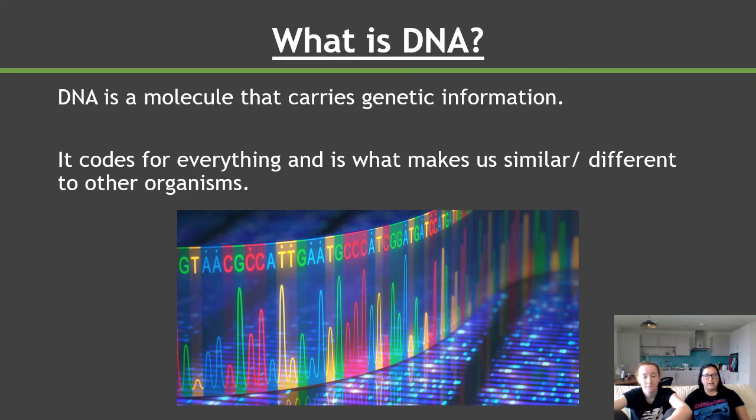Okay, so DNA carries genetic information. Now this is where it gets a little bit weird. DNA is a code. It is a secret code that basically tells proteins how to be built. And those proteins then make our characteristics, like a protein for hair color. So it codes for everything, and it's what makes us similar or different to other organisms.